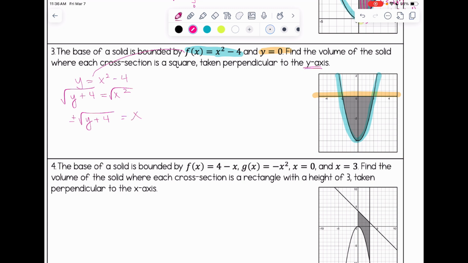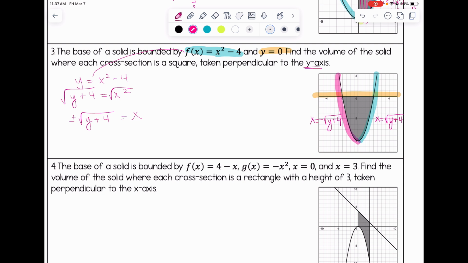So if I go over to my graph, what I'm actually going to do is take that parabola that I highlighted in blue and separate it. I'll keep this piece blue, but I'm going to make this piece pink, another color. The reason I'm doing that is because I want to identify the right function and the left function, and they are different here. Over here, this is x equals positive radical y plus 4. This is x equals negative radical y plus 4.